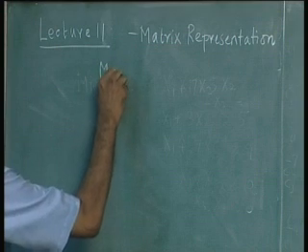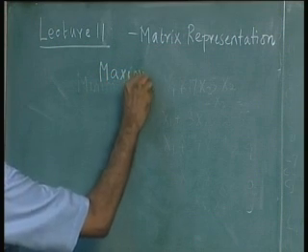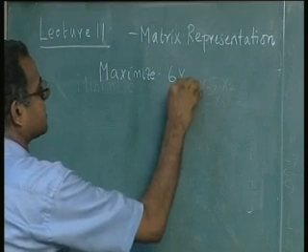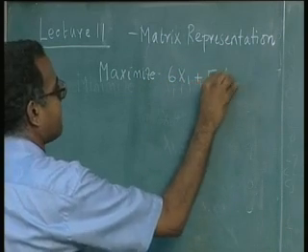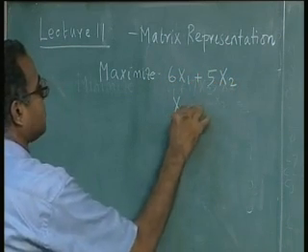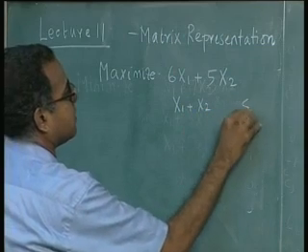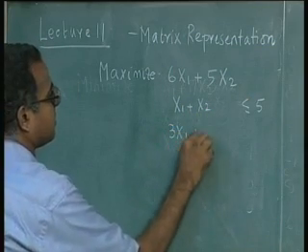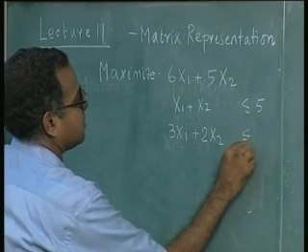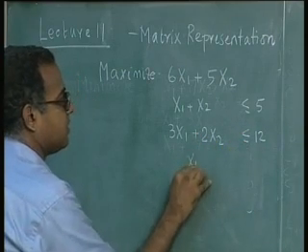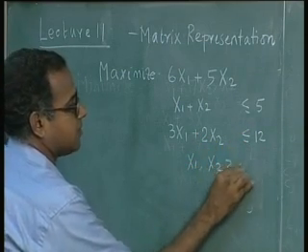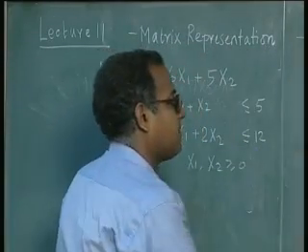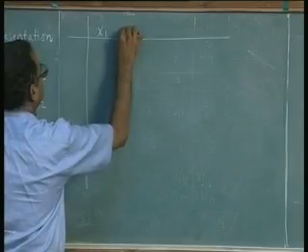Problem is to maximize 6x1 plus 5x2 subject to x1 plus x2 less than or equal to 5, 3x1 plus 2x2 less than or equal to 12, x1, x2 greater than or equal to 0. Let us quickly set up the simplex table and solve this problem.